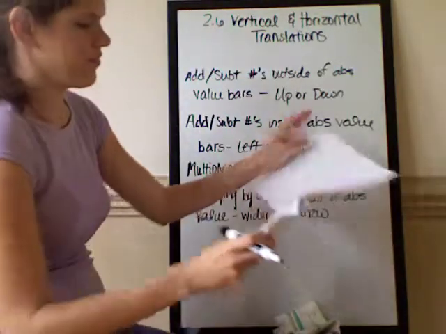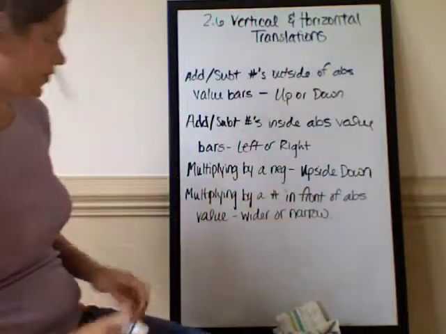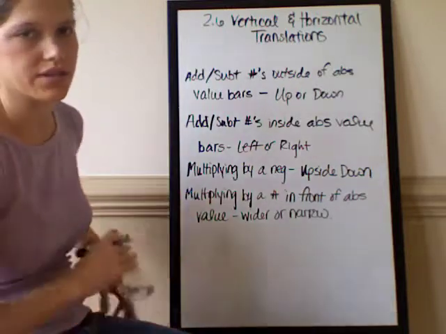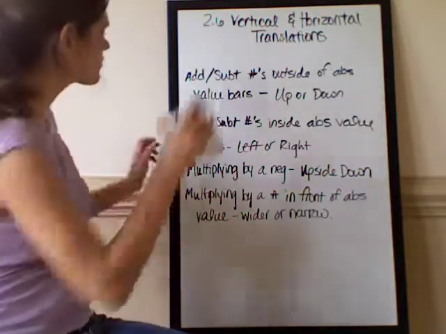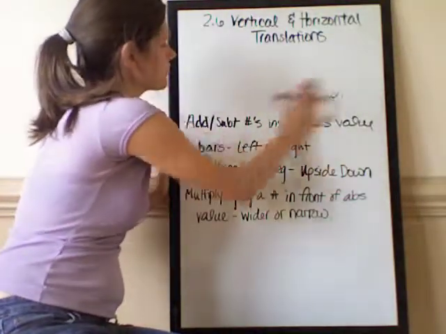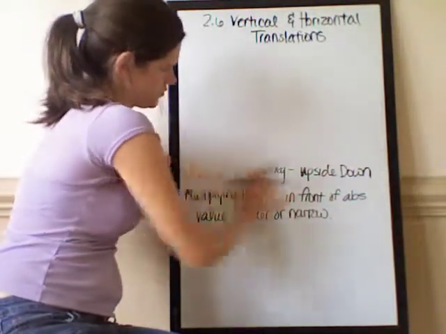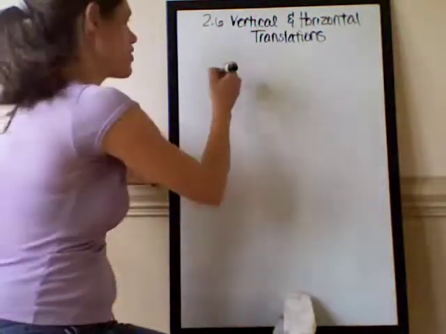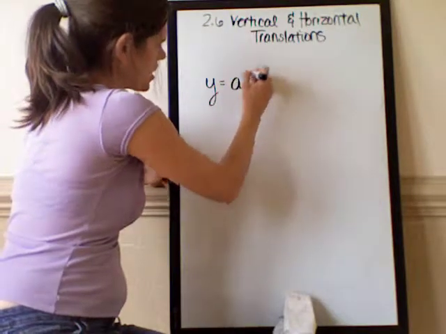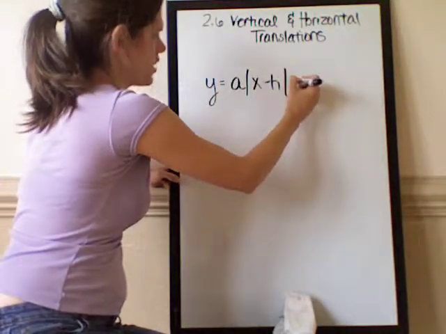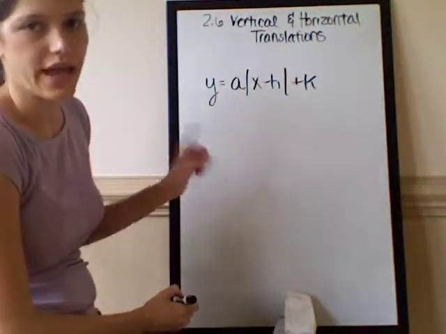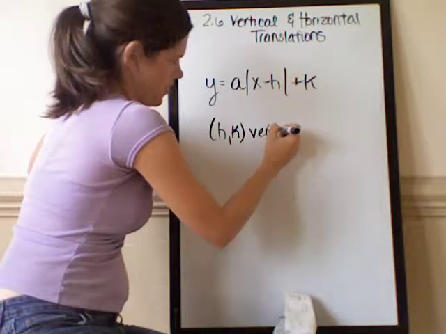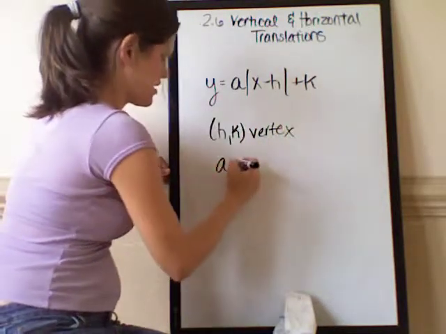Alright, if you need to pause it, go ahead and do that. And I'm going to go ahead and erase it. Alright, so we talked about the general form of an absolute value. That was y equals a times the absolute value of x minus h, plus k. Okay, we already learned that (h, k) is our vertex. And we learned that the a is the slope.